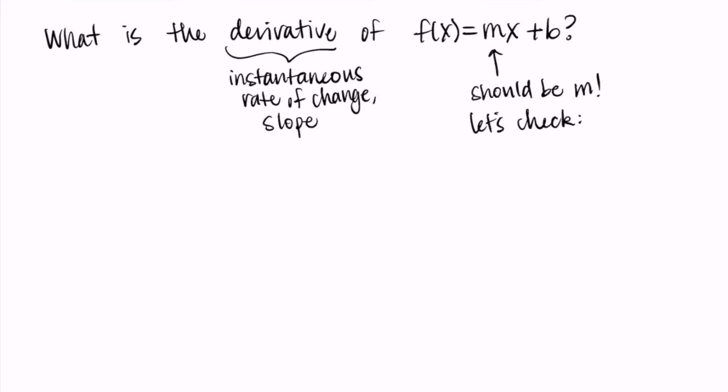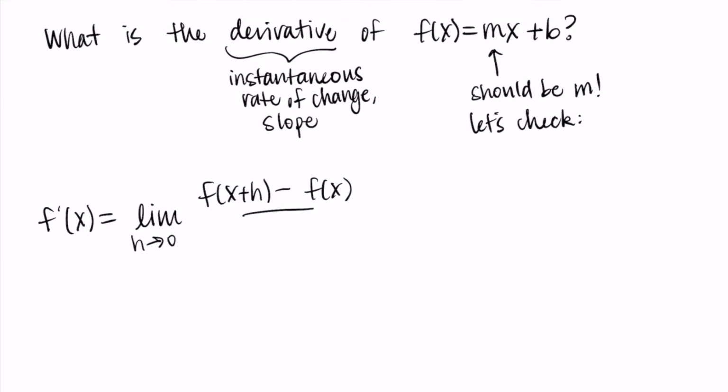We're going to check this using the limit definition of the derivative. In general, the limit definition of the derivative is that f prime of x, that's our derivative, is equal to the limit as h approaches 0 of f of x plus h minus f of x, all over h. That's our difference quotient. That's the slope of the secant lines. As h gets really small, they approach the tangent line.